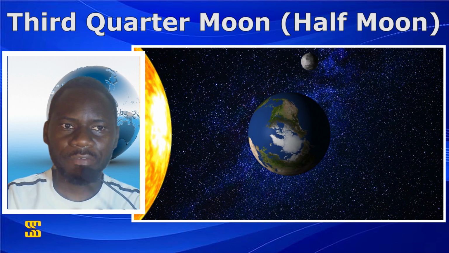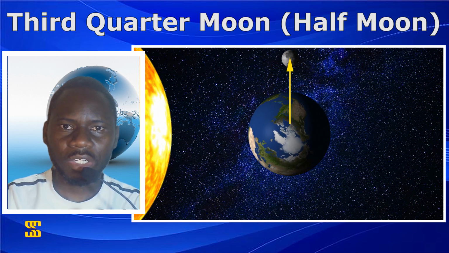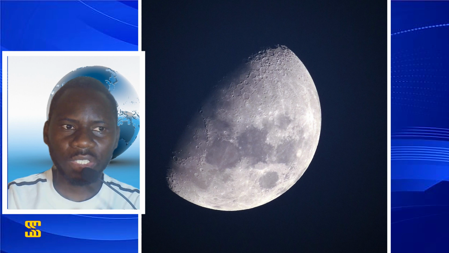The seventh phase is the third quarter moon or half moon. This is the half moon again. The moon looks like a semicircle again. In this phase, the moon rises around midnight and sets around midday.